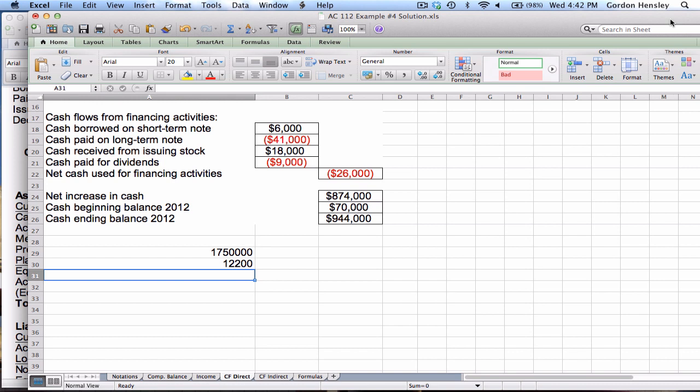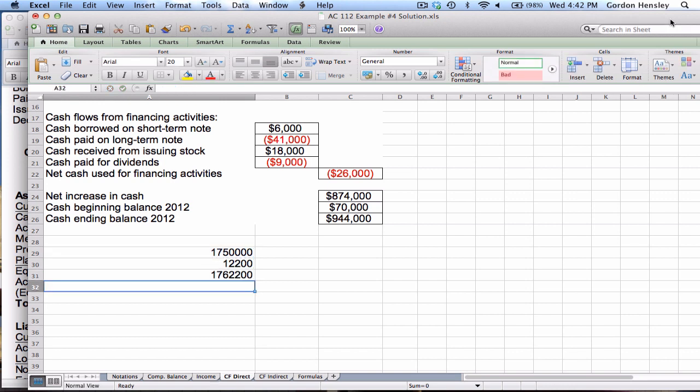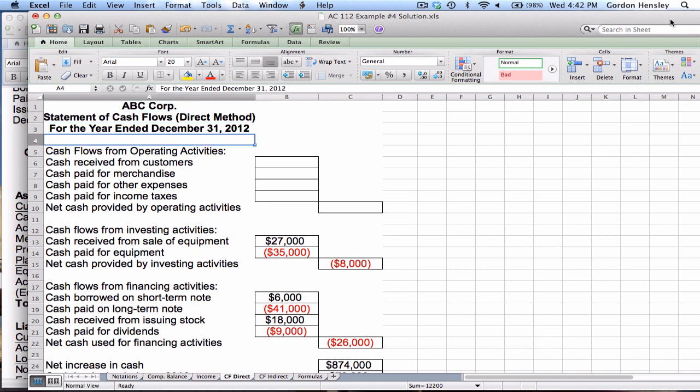and that difference is a decrease. Now, according to my formula, a decrease in accounts receivable should be added. So I'm going to add these two numbers together. And what I get there is 1,762,200. So that's going to be my cash received from customers.